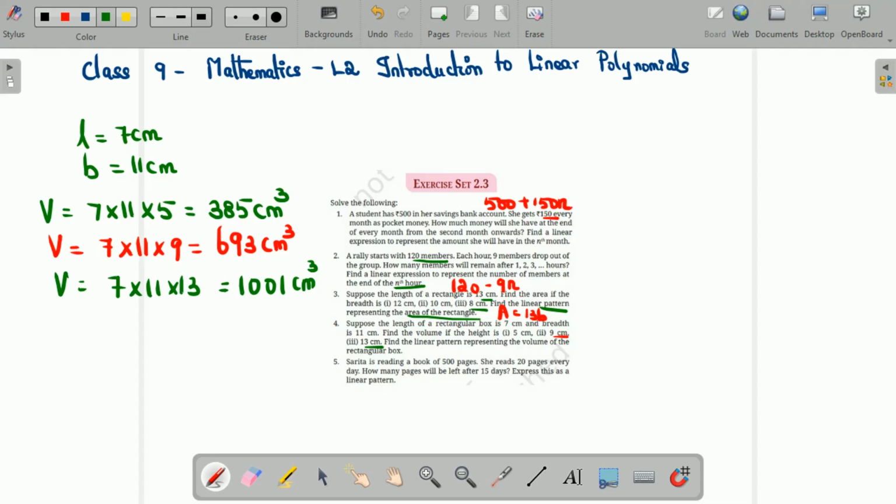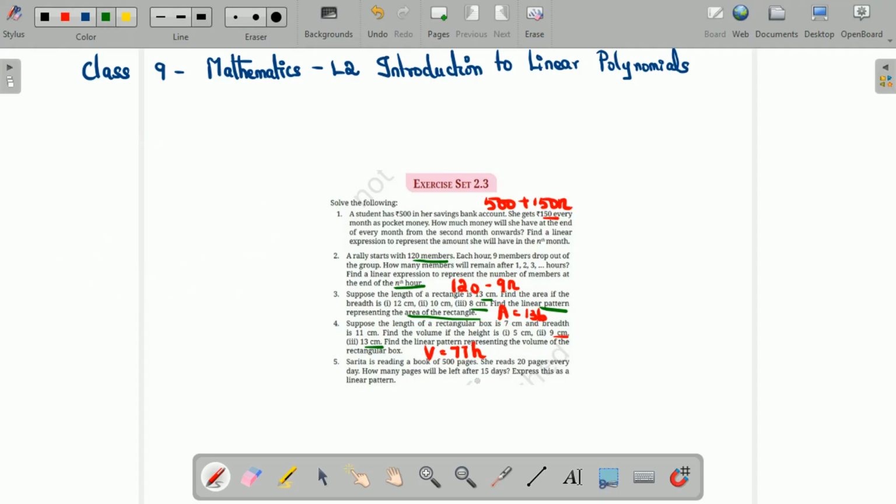Now they asked you to find the linear pattern to find the volume of this rectangular box. So we know volume is going to be length into breadth into height, but in this rectangular box, the length and the breadth are frozen. So all you need to do is multiply 7 into 11, which is 77. The unknown quantity was the height, so I'm going to put this as 77h. So the linear expression V is going to be equal to 77h.